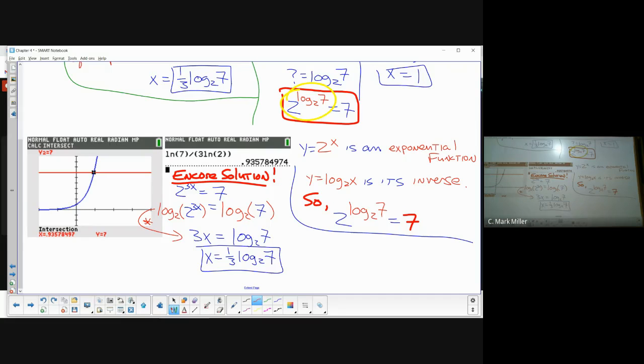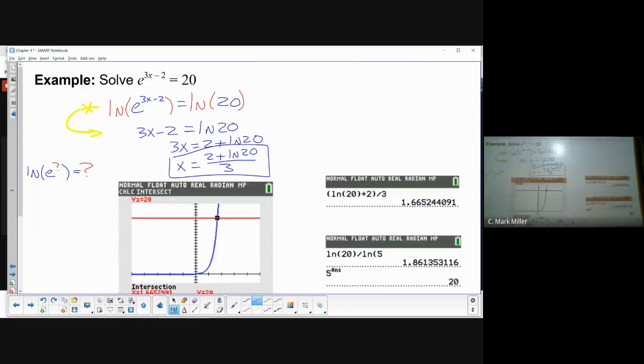That might make more sense to you because that is how we did this one here. We recognize the base is e. We take log base e of both sides. Log base e and e to the x invert each other. You get 3x minus 2. The exponent comes down, and the e to the x and log go away. And you solve for x.